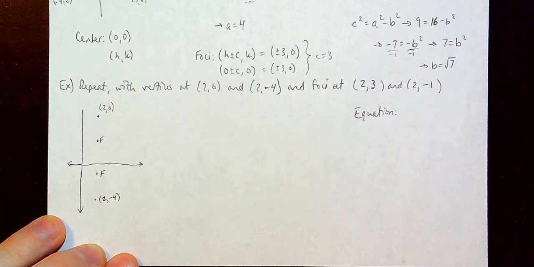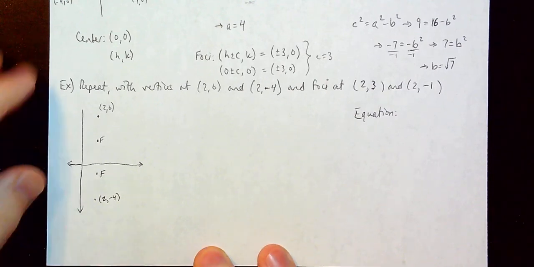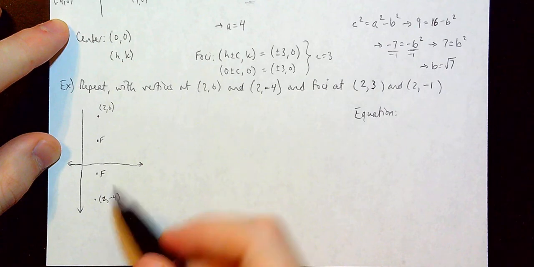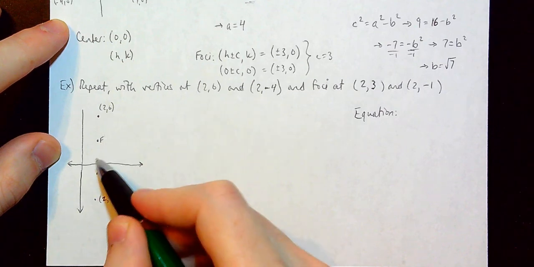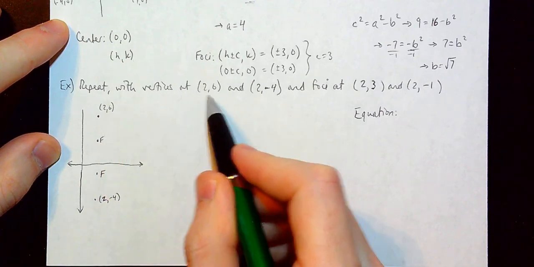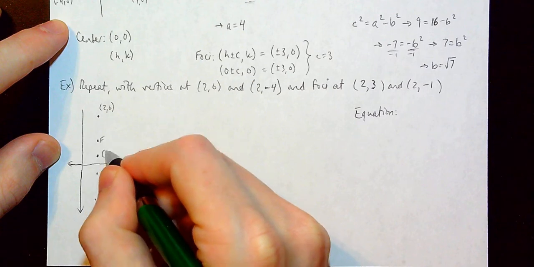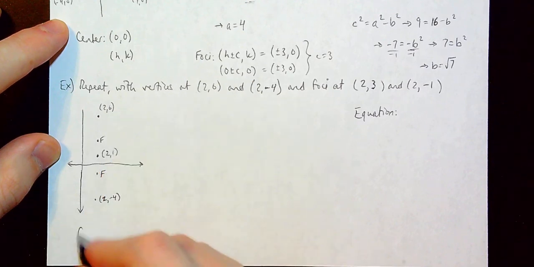First thing we can easily do is find the coordinates of our center. The center is, again, just the midpoint of your two vertices. So if you take the midpoint of 2, 6 and 2, -4, you are going to get 2, 1.